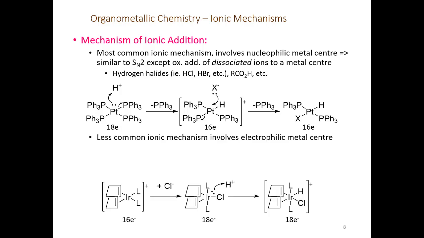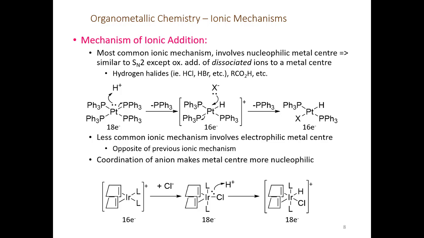Now, the less common mechanism for ionic oxidative addition actually involves an electrophilic metal center in contrast to a nucleophilic metal center. So pretty much it's the opposite of the previous ionic mechanism we just went through. The first step involves the coordination of an anion, and this makes the metal center more nucleophilic. So in this example, you can see you have a positively charged iridium complex that is 16 electron, so it's relatively electron poor. And it first coordinates this chloride anion. This generates a neutral iridium complex that's 18 electrons, so it's much more electron rich.